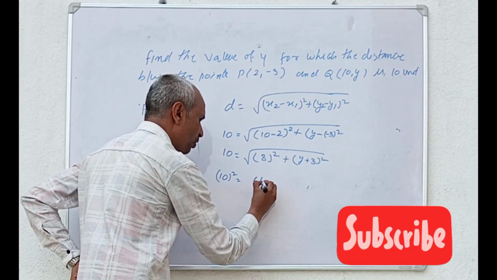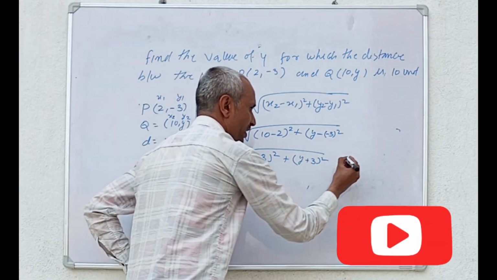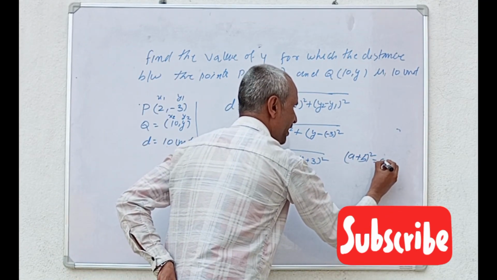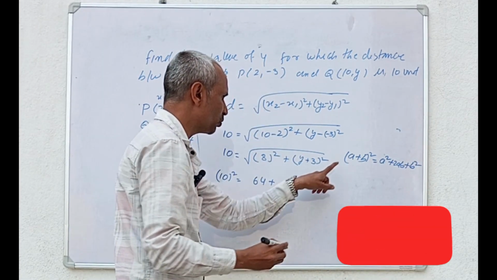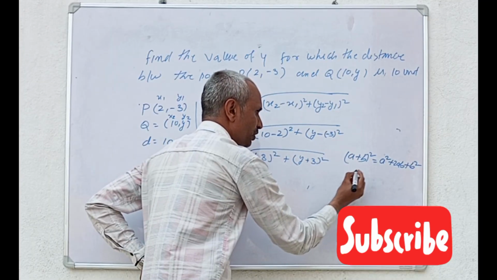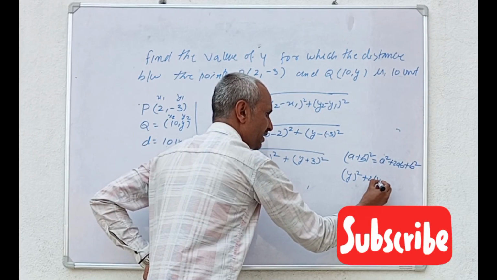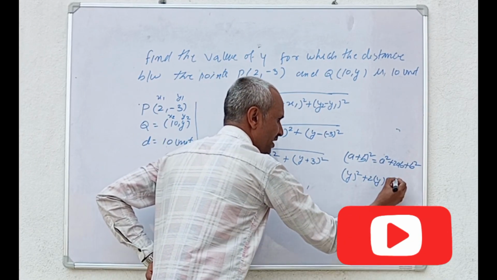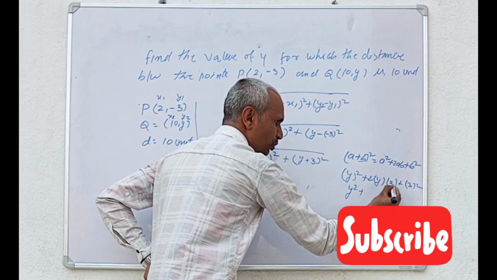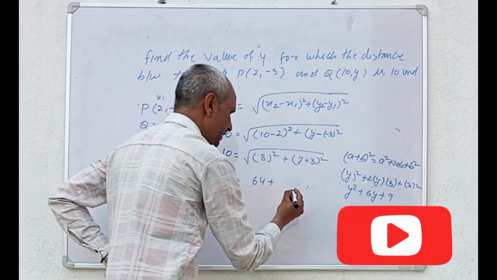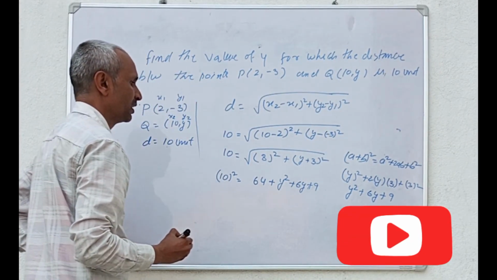So here it will become 64 plus (y plus 3) whole square. Means (a plus b) whole square is equal to a square plus 2ab plus b square. I hope you know it. Here a is equal to y, b is equal to 3. A square means y square, plus 2 into y into 3, plus b square, 3 square. What can we write? y square plus 6y plus 9. So we can write y square plus 6y plus 9 in place of this.